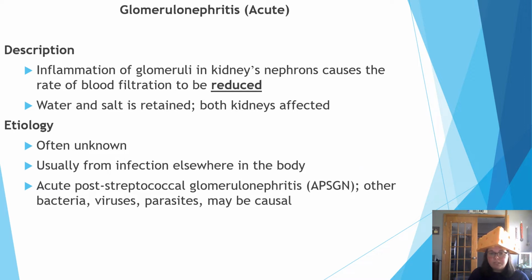Glomerulonephritis is the inflammation of the glomeruli in a kidney's nephron. This causes the rate of blood filtration to be reduced. If filtration is lowered, water and salt is retained, affecting both kidneys now. Cause is often unknown, but if there is another infection in the body, they can be related. We have acute post-streptococcal glomerulonephritis, or APSGN, or other bacteria, viruses, parasites, may all be causative agents also.